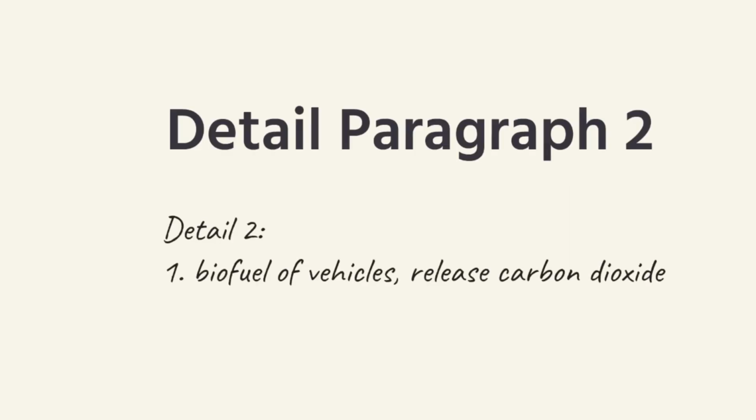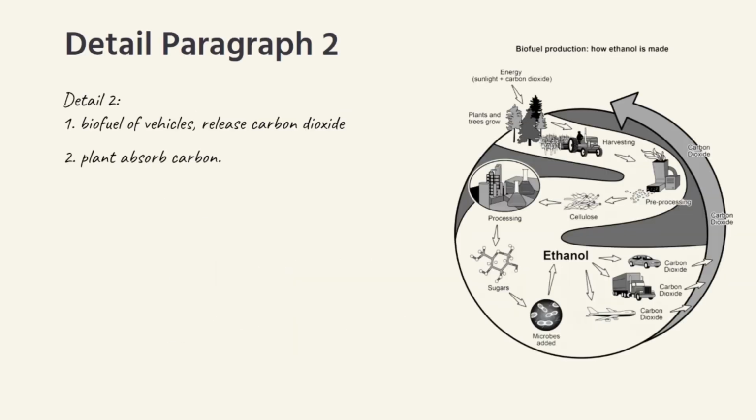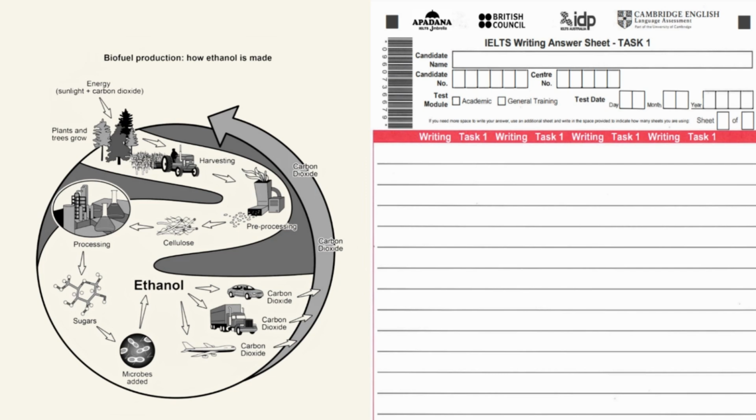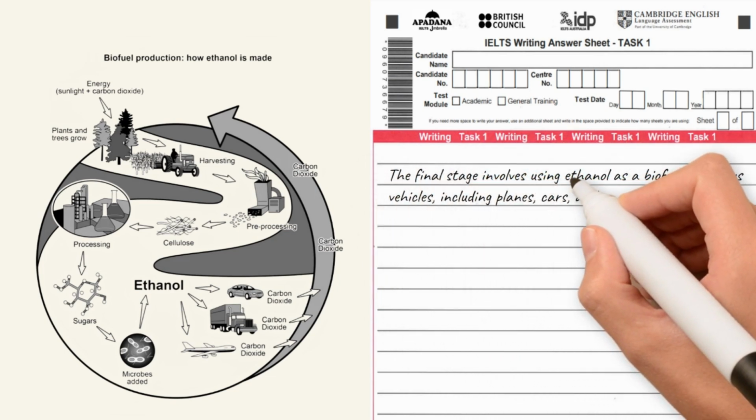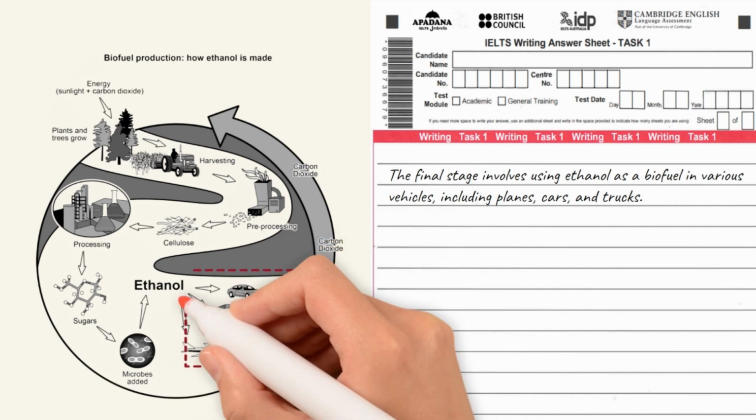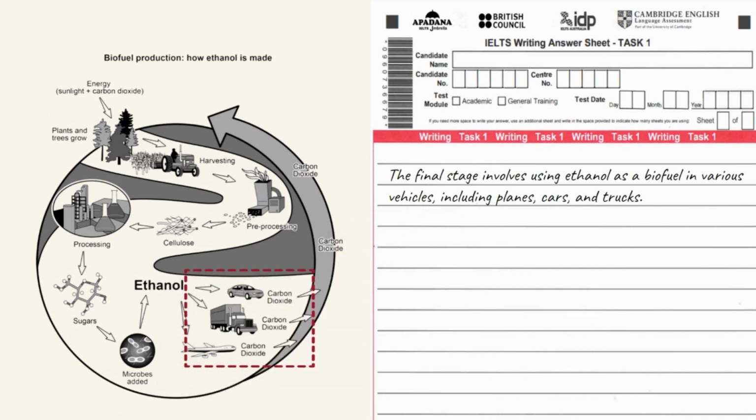Detail paragraph 2, sentence 1. The final stage involves using ethanol as a biofuel in various vehicles, including planes, cars, and trucks. In this sentence, we list all the vehicles mentioned in the diagram, providing detailed information about each step in the process.